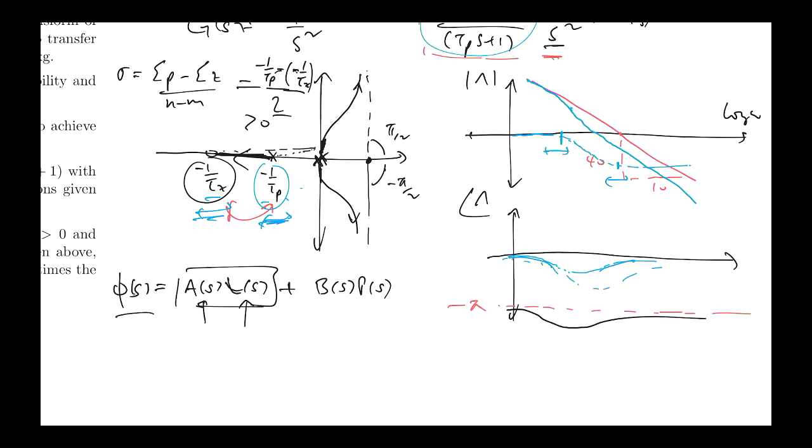So no matter where you set the crossover frequency to be, sorry, I should have drawn that in black, you're always going to get a negative phase margin. You're always going to be below minus 180. Okay.